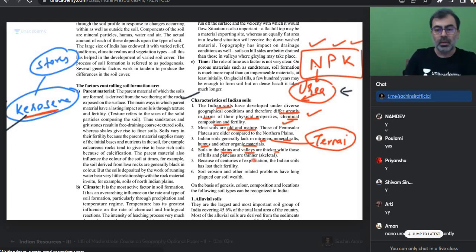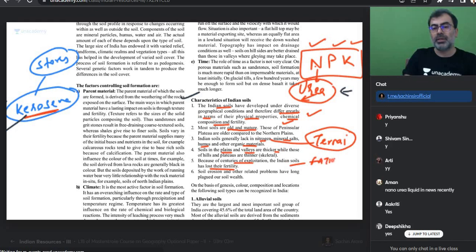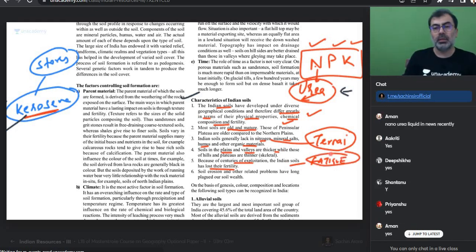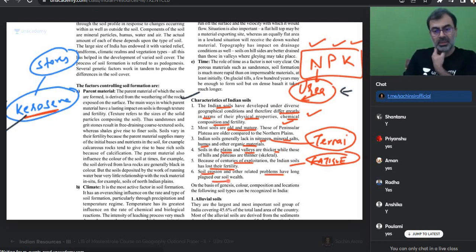Get that? So because of centuries of exploitation, the Indian soils have lost their fertility. Even they accept this. Our soils have lost their fertility. They become fatigued. So soil also gets fatigued, just like you people get fatigued, because that natural cycling should happen or not. Soil erosion and other related problems are also happening. Is everyone with me?